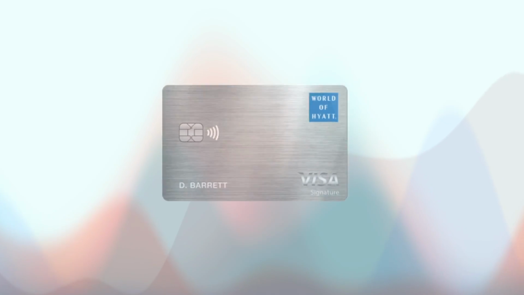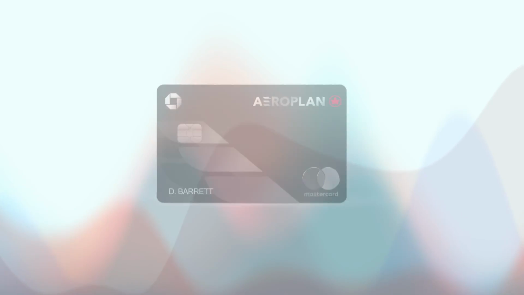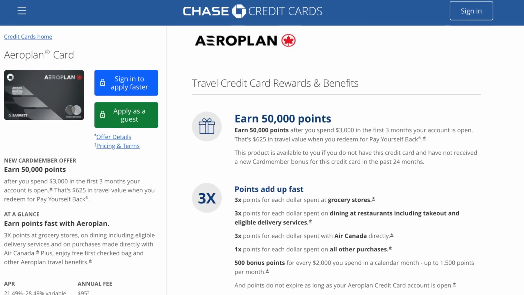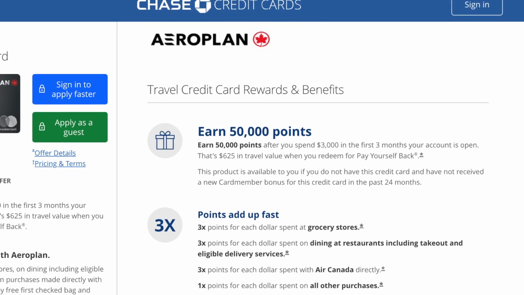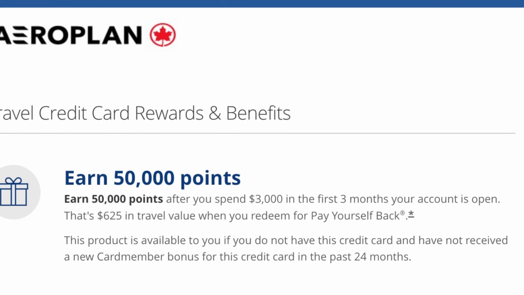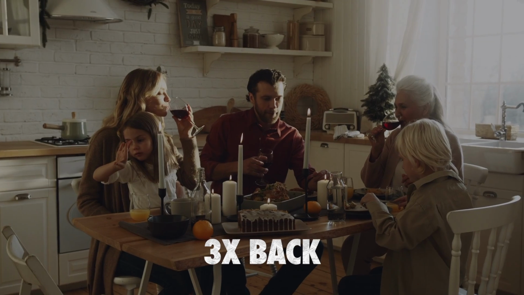There's the Chase Hyatt card, but there's also the Chase Aeroplan card that you can get. This card comes with a $95 annual fee, and as of the recording of this video, you can get 50,000 bonus points. These are Aeroplan points, not Ultimate Rewards points, after spending $3,000 in the first 3 months of card ownership. Let's talk about the multipliers on this card. You get 3x back on dining including takeout.